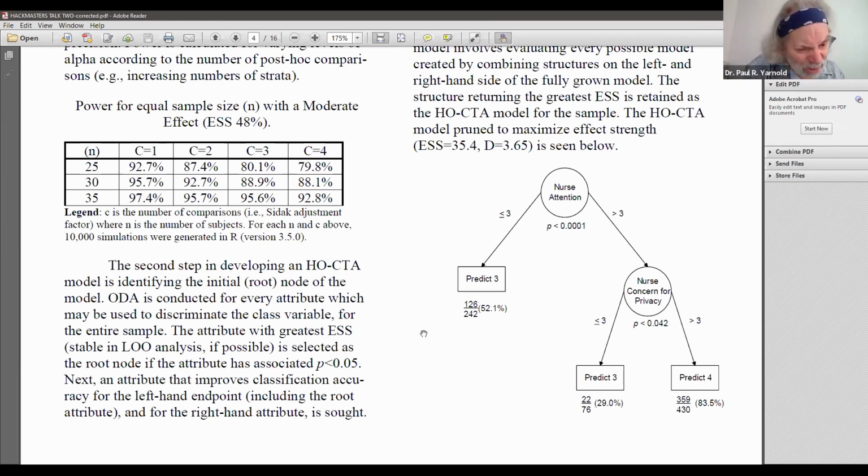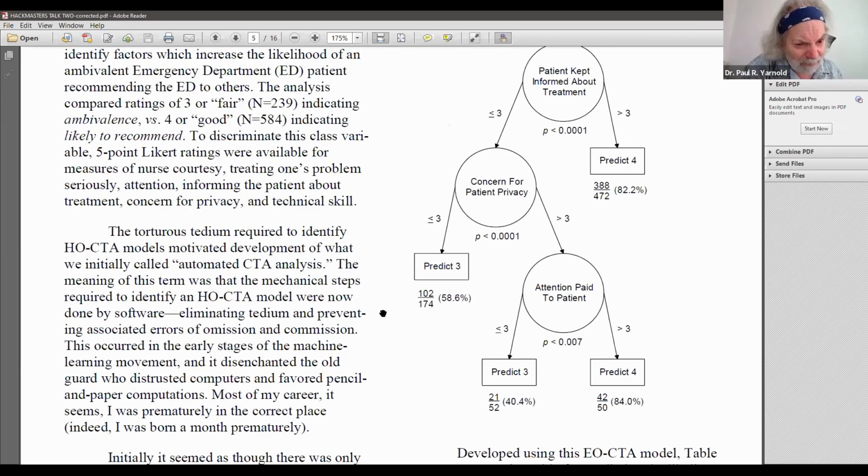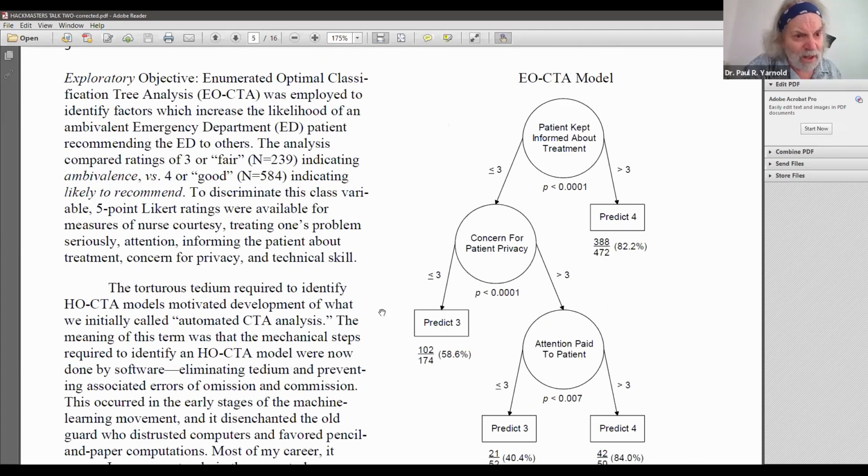May we move to the next page, please, Danish? Yes, this is an exploratory analysis. It's exactly the same data set. This is an enumerated optimal CTA, EO CTA. Instead of just looking at the first variable and then growing linearly, what's the best, what's the second best, what's the third best, and so forth, what this thing does is it enumerates the first, the second, and the third nodes.